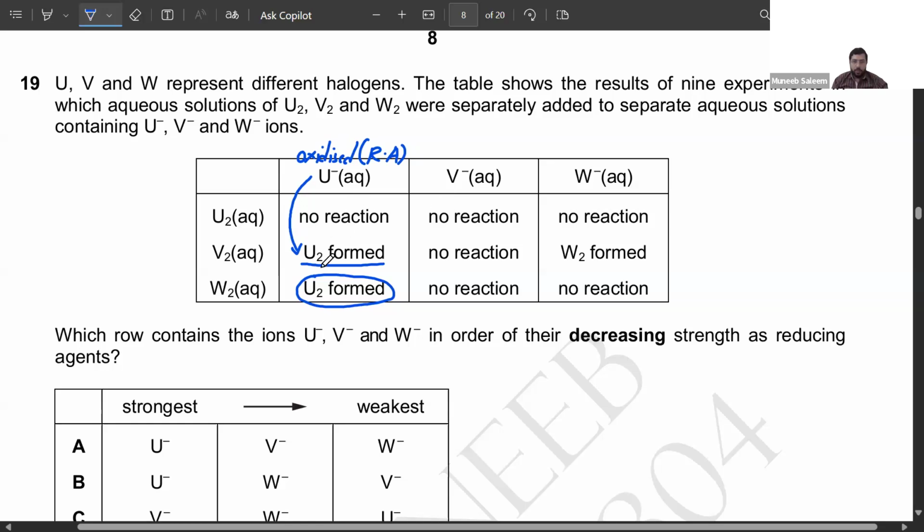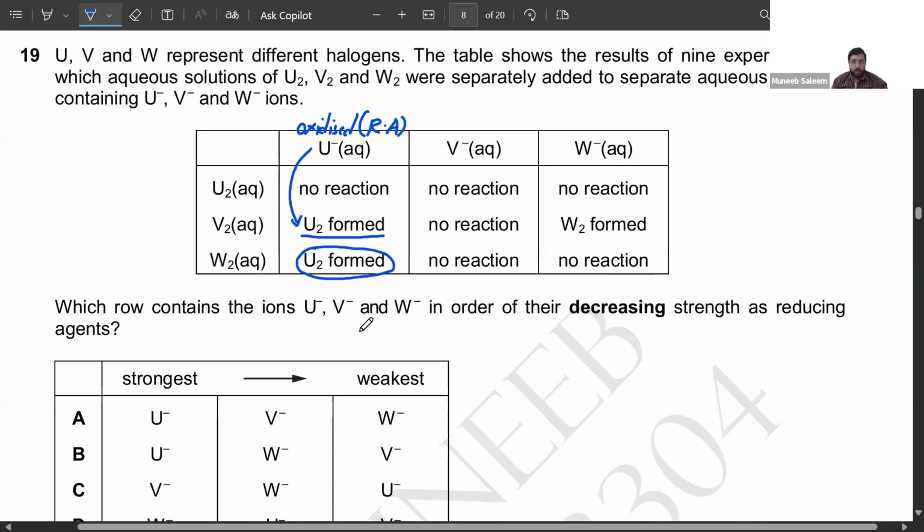So if it is oxidized in both the cases, that indicates that it is a good reducing agent. So considering that, U negative is the strongest reducing agent. Now, if we look at V negative, then it shows no reaction with U2 and no reaction with W2. It is no reaction, which means it is not oxidized. If it is not oxidized, it means it is a weak reducing agent.